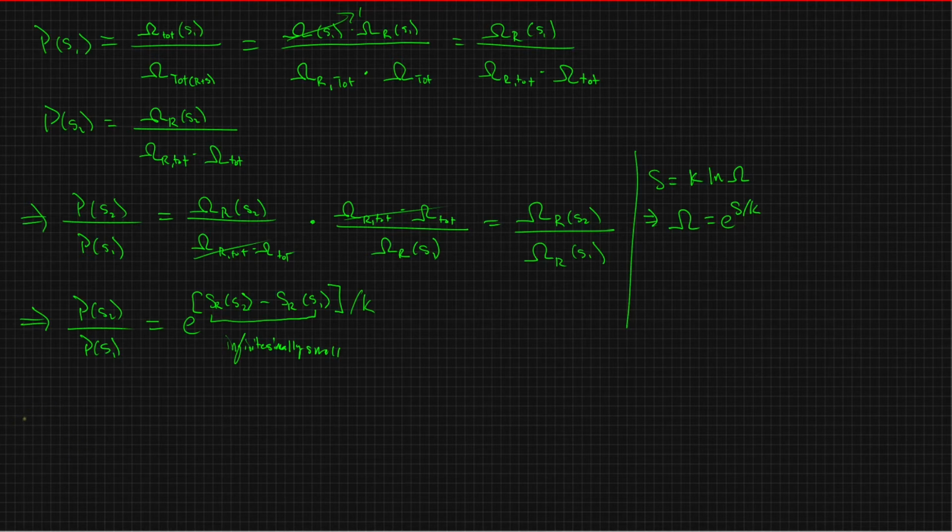And do we have a relationship for the change in entropy when we're talking about infinitesimals? Well, yes, we do. We have the thermodynamic identity, which we can write as 1 over T times dU_r plus P dV_r minus mu dN_r.